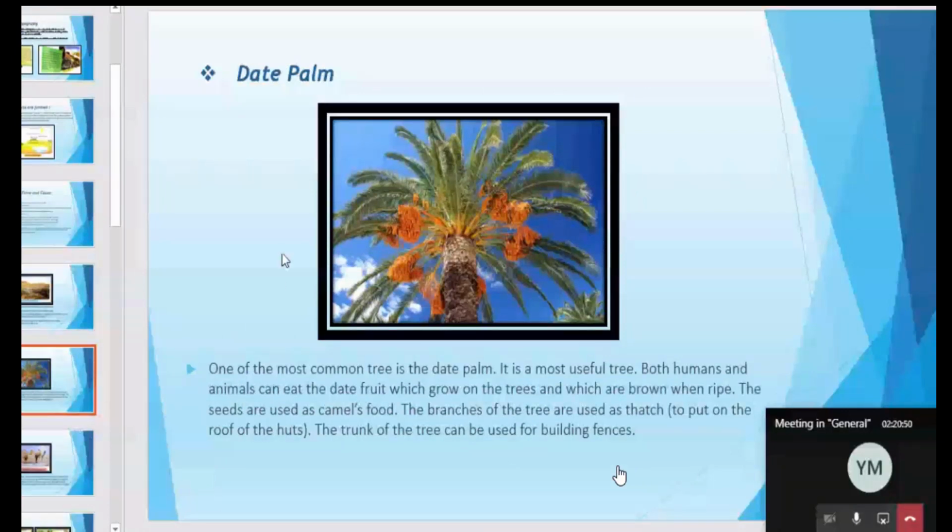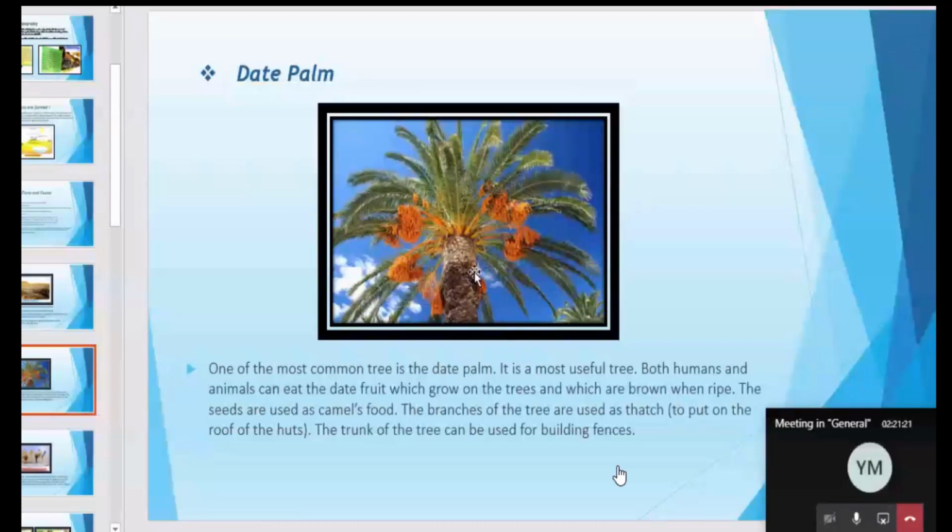Now we have the next, date palm tree. Now yesterday also I told you about the date palm tree. Yes, children? There is a sweet fruit. It is yellow in color before it is ripe, but once it is ripe, it turns into brown color. Now the seed of this fruit is used as a camel's food.